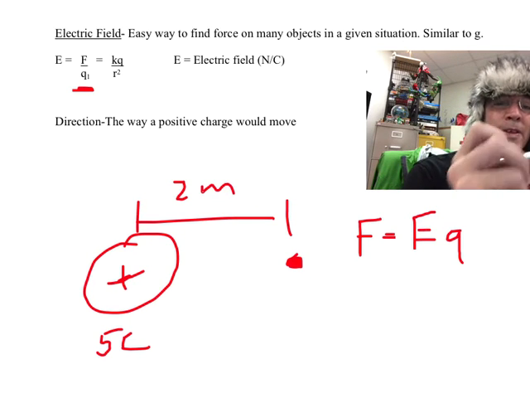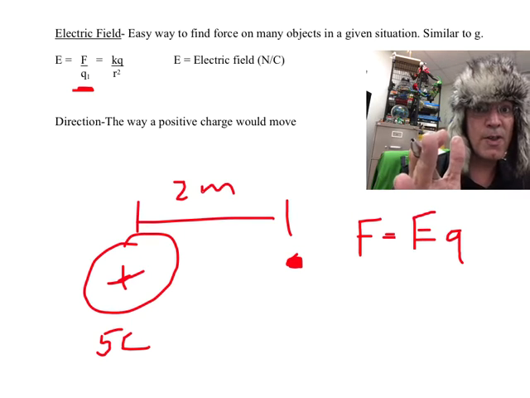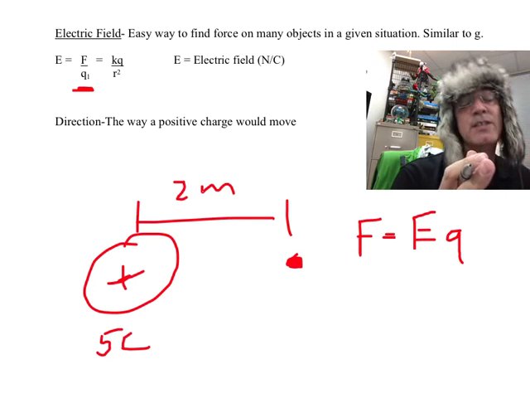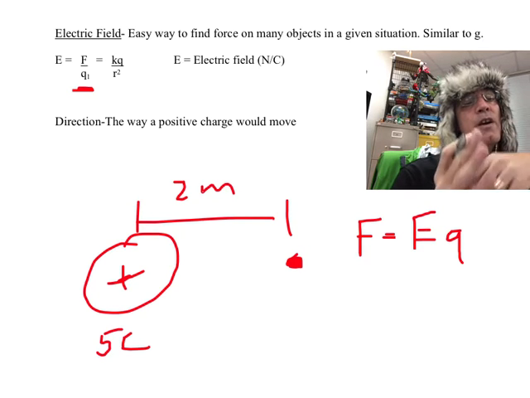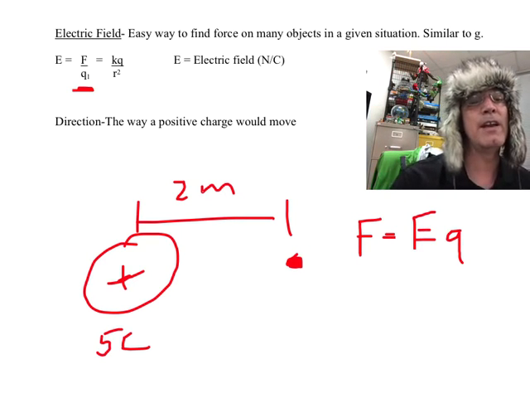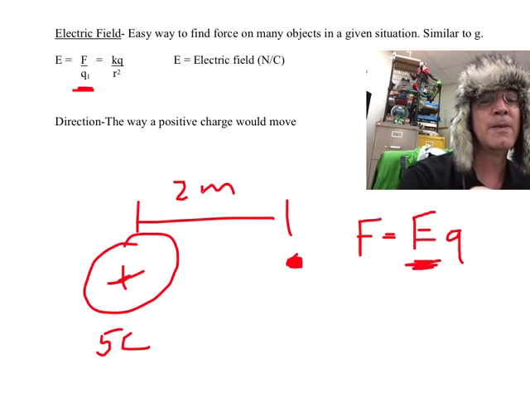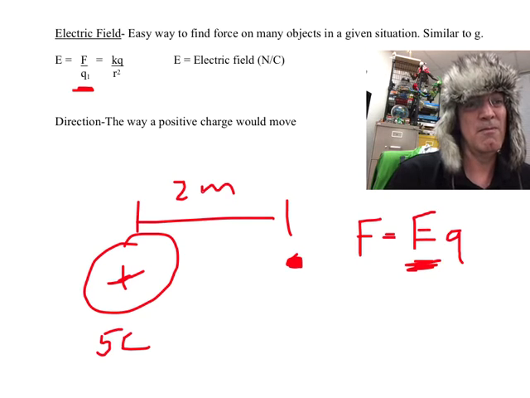Now notice, this is exactly what we did with gravity. When we wanted to find the gravity on Earth, we found everything that's in my big G formula, Fg equals G m1 m2 over r squared, except for one of the masses, and that all became 9.8. So the electric field is the 9.8 equivalent for electricity.